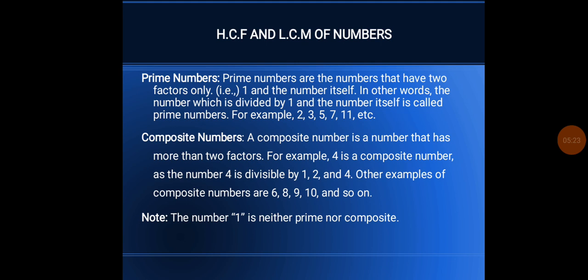Okay, so 2, 3, 5, 7, 11, 13, etc. are prime numbers. The next one is composite numbers. A composite number is a number that has more than two factors. Okay, the number which has more than two factors is called a composite number. For example, 4 is a composite number and it has the factors 1, 2 and 4. Okay, so it's a composite number, and other examples are 6, 8, 9, 10. Okay, so here 9 has 3 factors, 1, 3 and 9 itself. So it's a composite number.